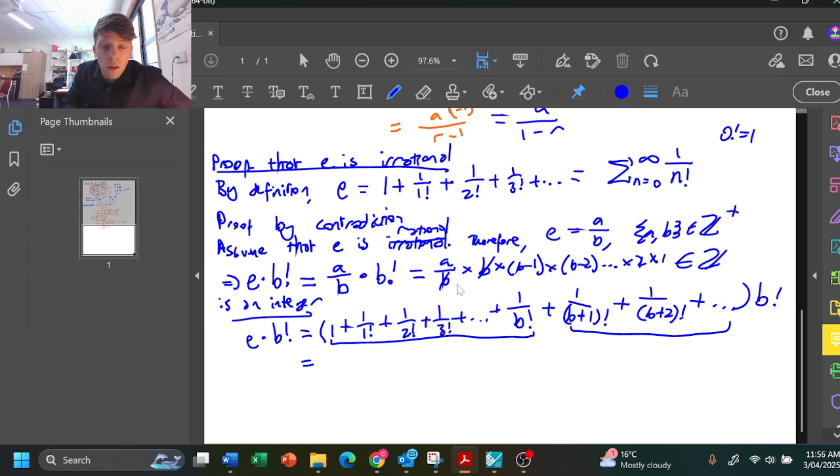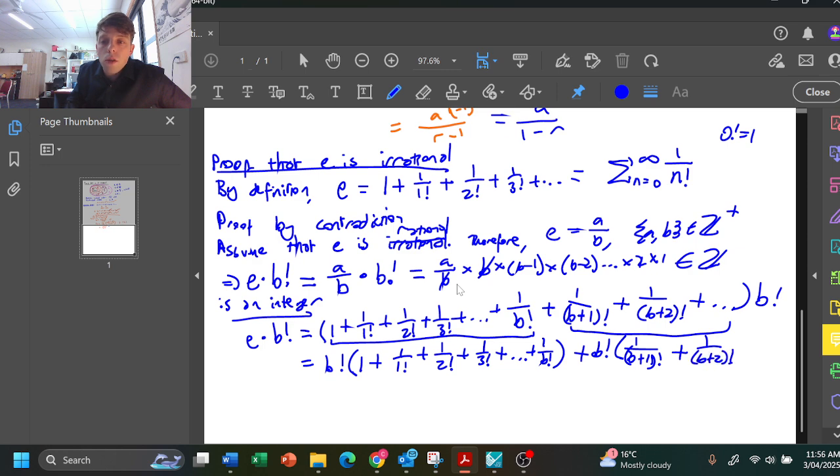So if we split it like so, we're going to find that we have b factorial times 1 plus 1 over 1 factorial plus 1 over 2 factorial plus 1 over 3 factorial all the way up to plus 1 over b factorial. And then for the second half of the summation, we have b factorial multiplied by the rest of this sum: 1 over b plus 1 factorial plus 1 over b plus 2 factorial all the way down forever. Okay, so what happens when I expand these brackets here? Well, the first thing that I want you to try and understand is that this first part of the sum will be an integer.